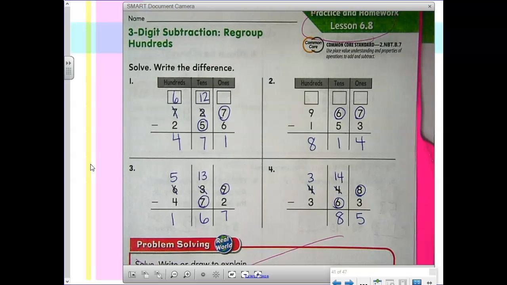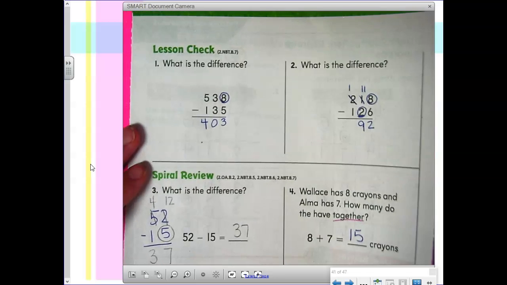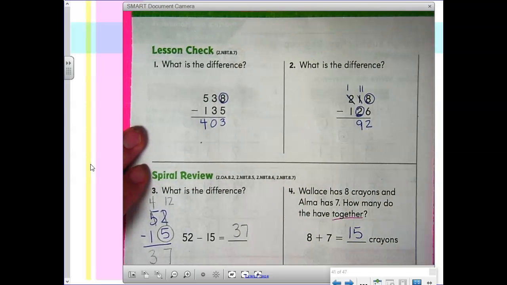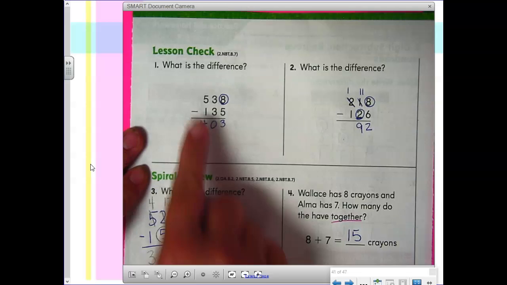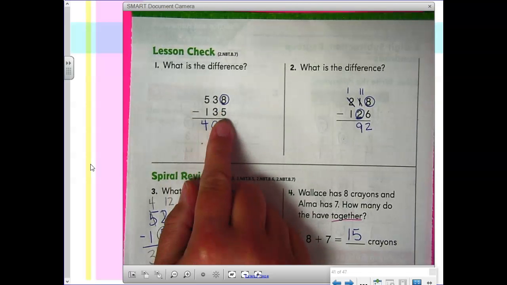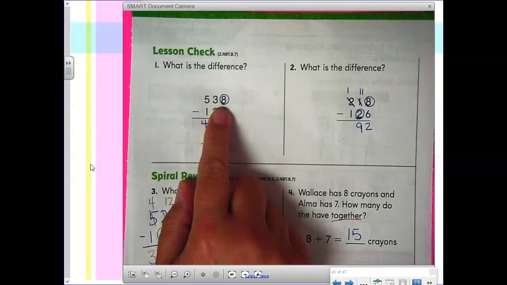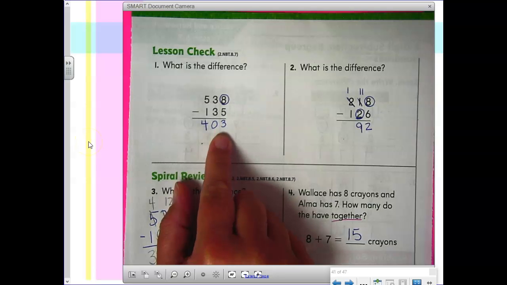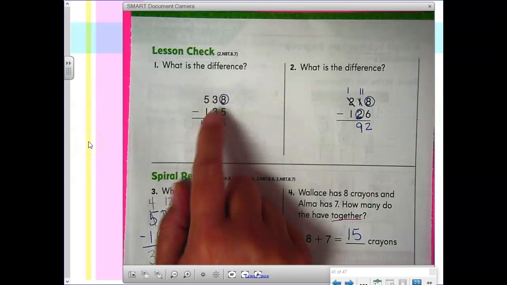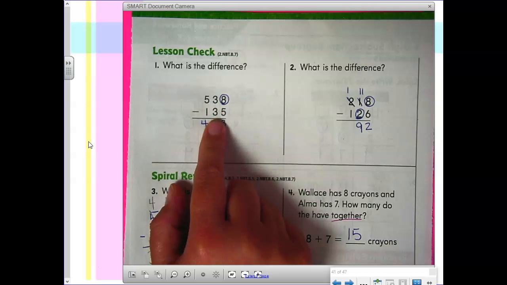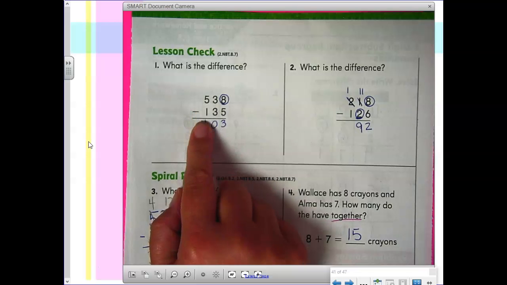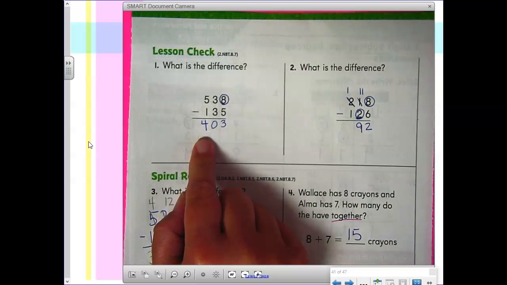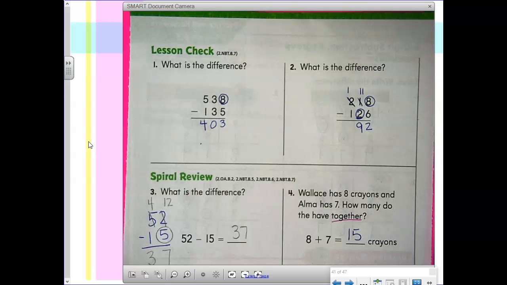All right, turn it over. On the back, what is the difference? Review problems. 538 minus 135. 8 minus 5. No need to stop. My big number's on top. Equals 3. In the tens place, 3 minus 3 is 0. In the hundreds place, 5 minus 1 is 4. 403.